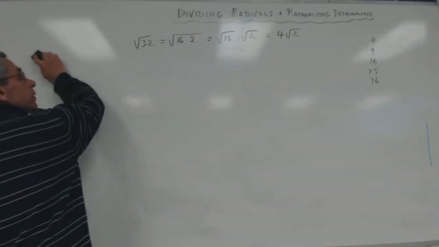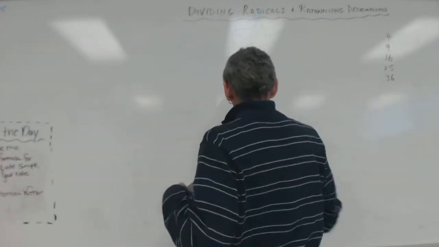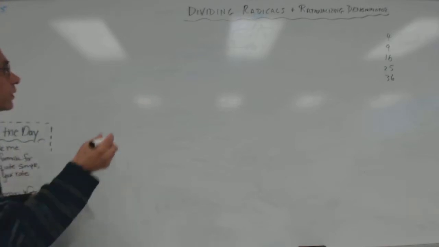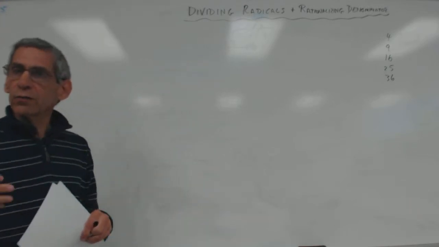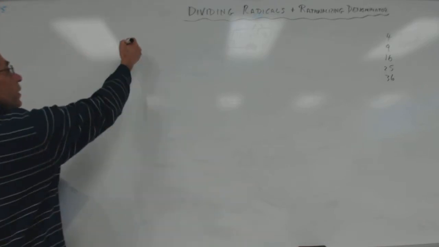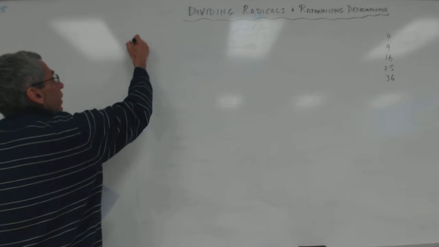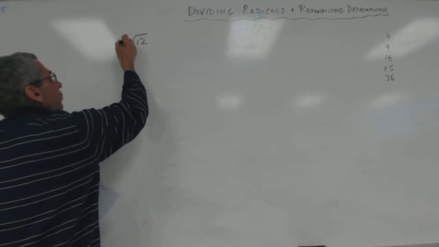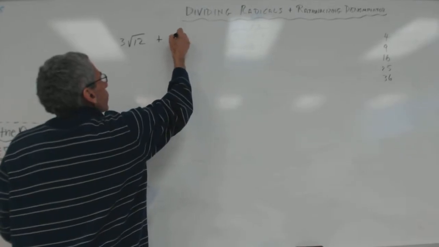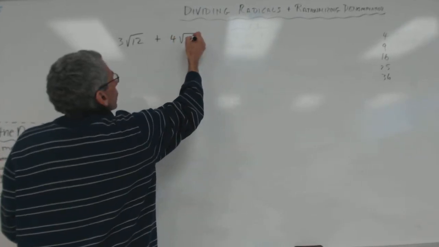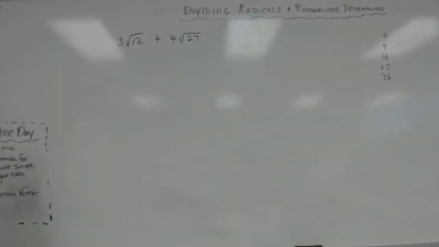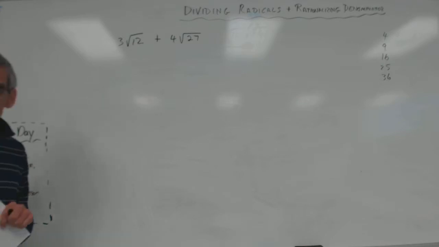Can I erase that? Okay, then we talked about, I'm going to do a quick little review of everything we've done so far, so I'm sure that you guys get it. Then we did something like this. We had 3 times the square root of 12, plus 4 times the square root of 27. And I said, please add them. And how would I do that?